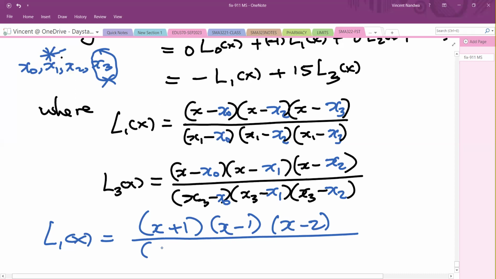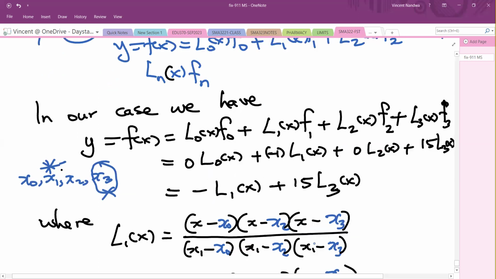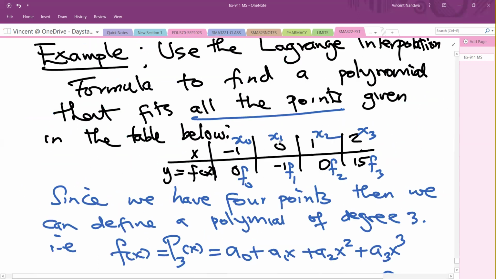Then in the denominator, I'll have my x1 value is 1. I subtract minus minus 1, so 1 plus 1. So this is 0, not x1. So this is 0 minus 1, then 0 minus 2. I hope you can see where I'm getting the 0. Yeah, because from this table, x1 is 0 here.